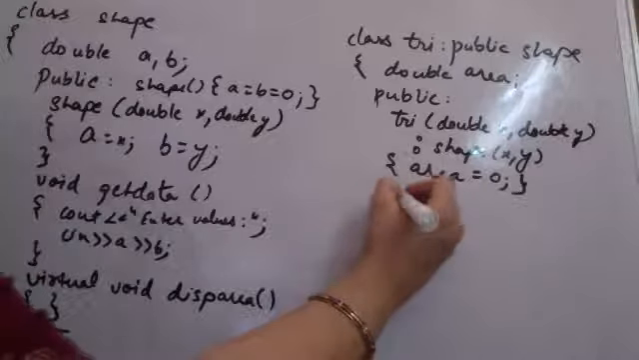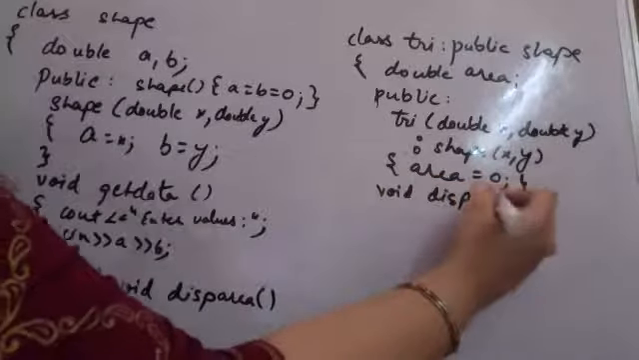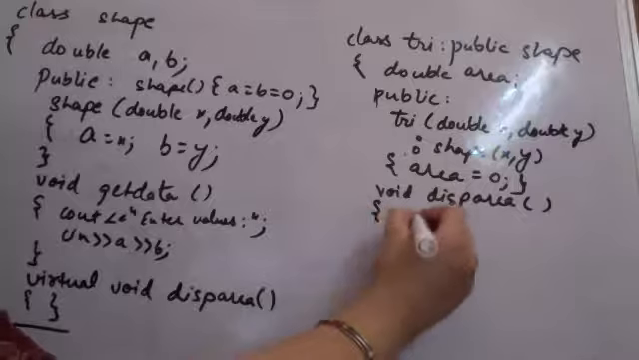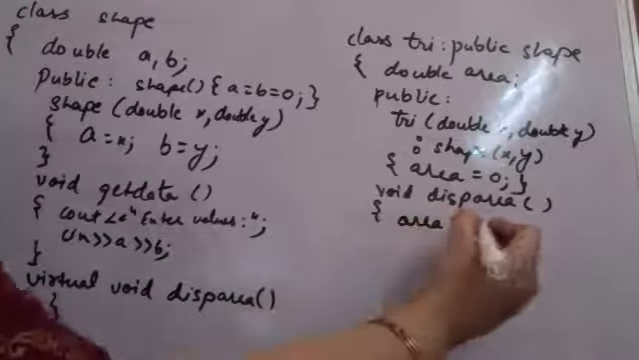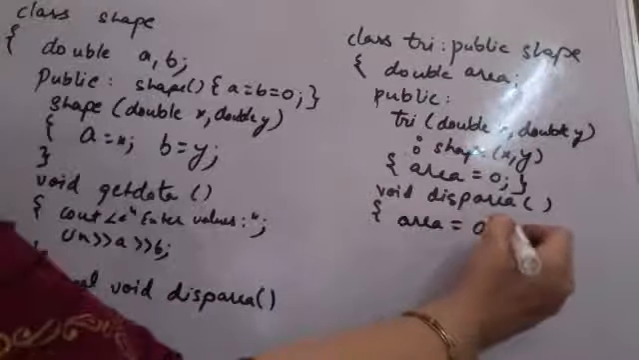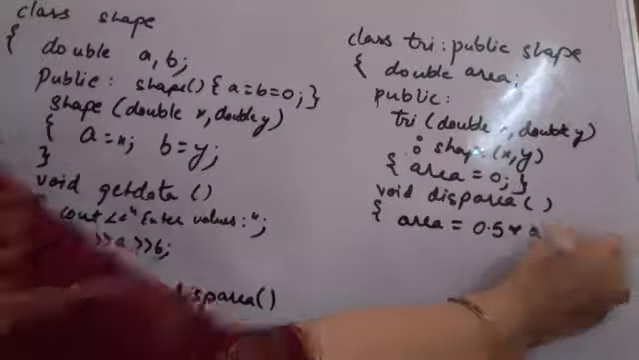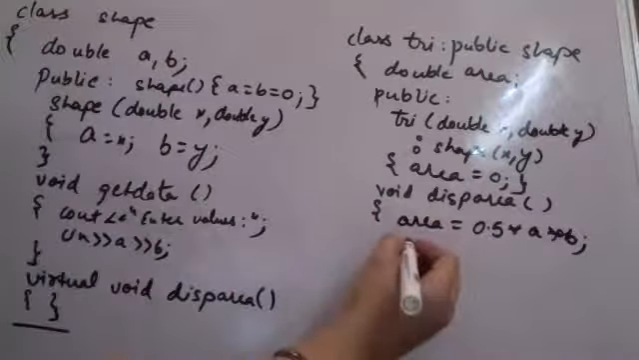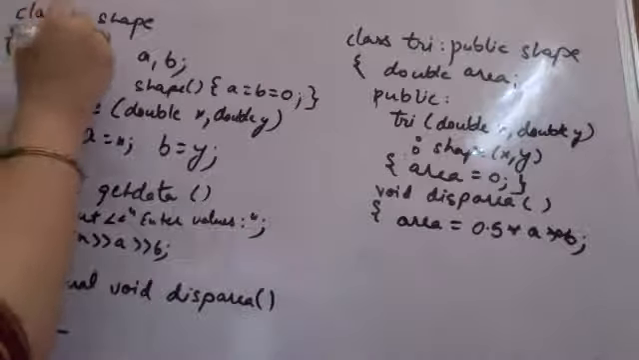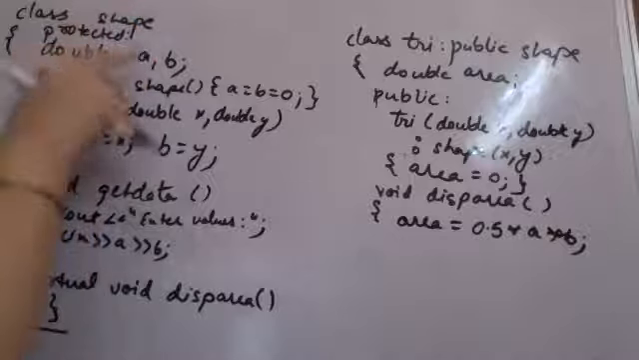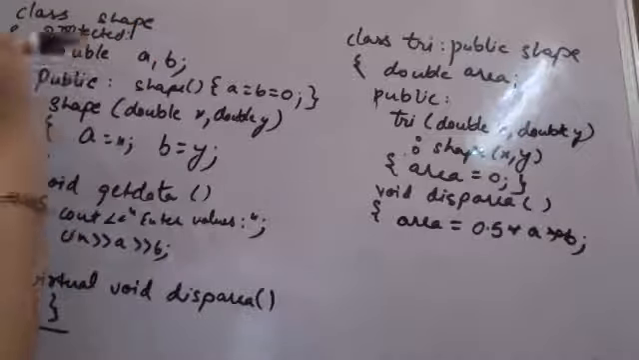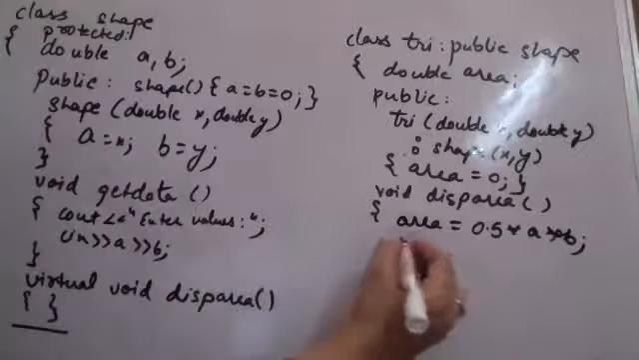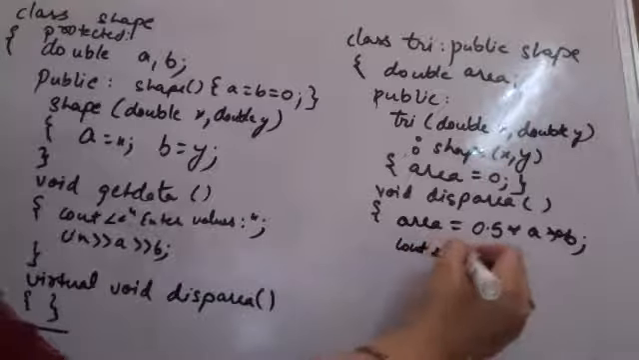Now I am having void display area. This is the function that is already declared void in the base class also. First of all, I need to calculate the area. Since this is a triangle, area is equal to 0.5 into A into B. Then let me make A and B protected so that they can be inherited. Kindly make A and B protected and not private members, so that they can be inherited here. So the area is calculated. Now I have to display it, so I am displaying the area of the triangle.